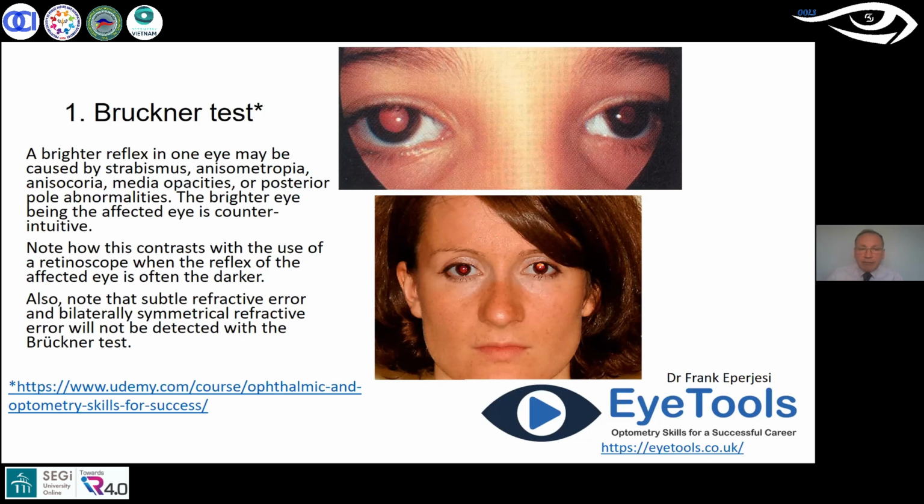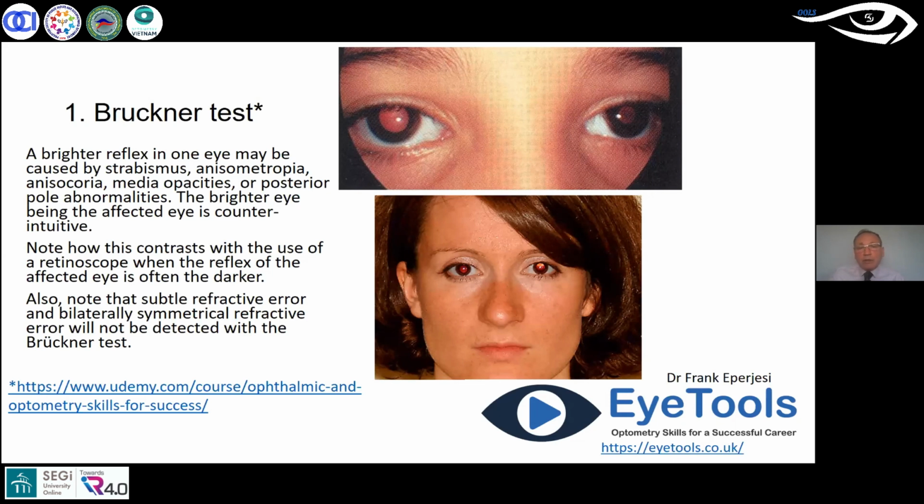Now, this will not give you any refractive error information in terms of the numbers. It will not give you any information about the magnitude of the difference in any refractive error, but it will just highlight to you very early on that there's a problem. Or if the reflexes are equal, it will highlight that there isn't a problem with asymmetry. There isn't a strabismus, or unlikely to be a strabismus, unlikely to be any anisometropia, and so forth. But it won't give you any numbers.